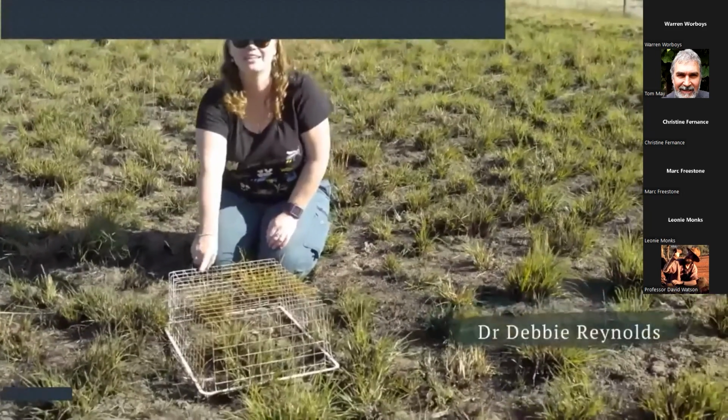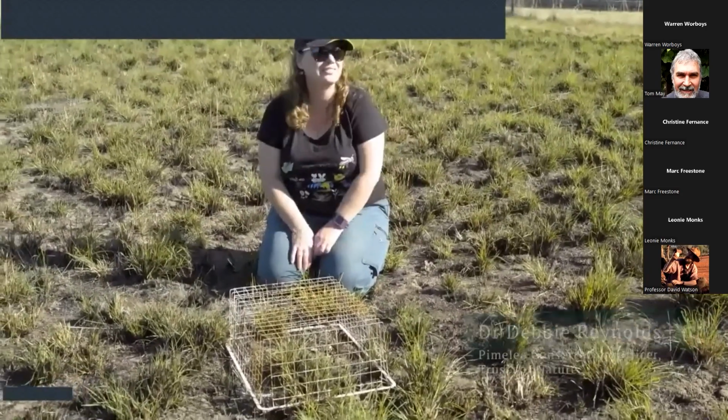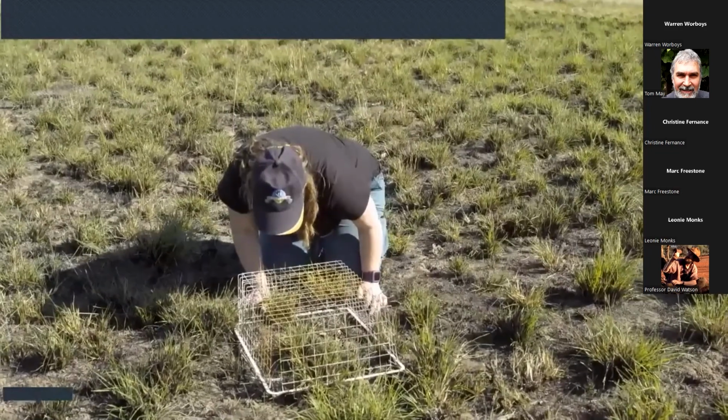I planted that plant. That is a translocated plant that I grew from seed, and it is alive. Oh, I thought it was dead actually. Oh, that is so exciting.